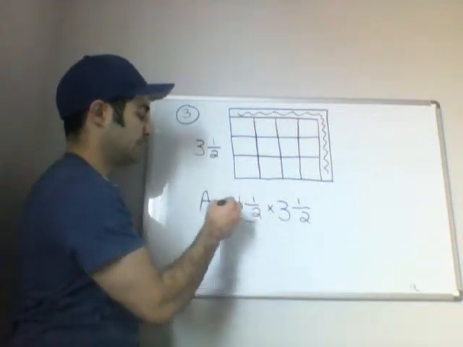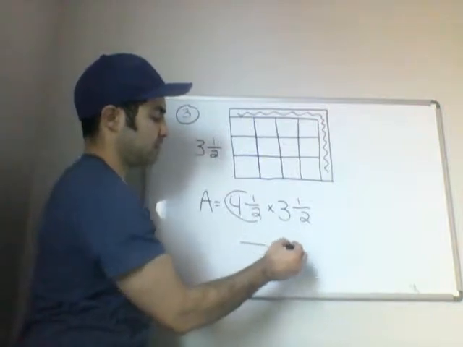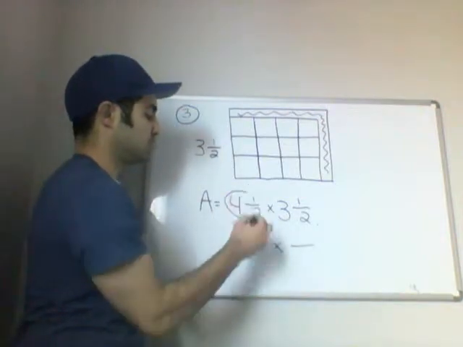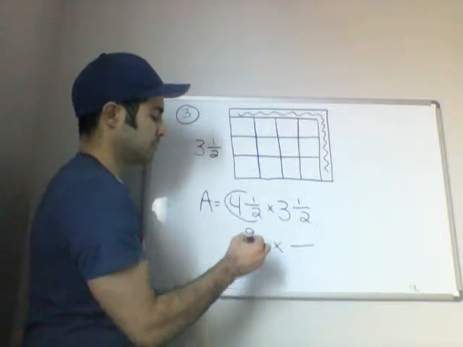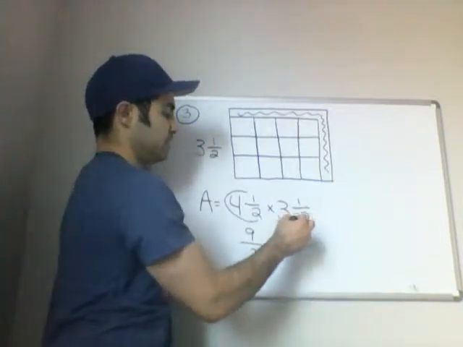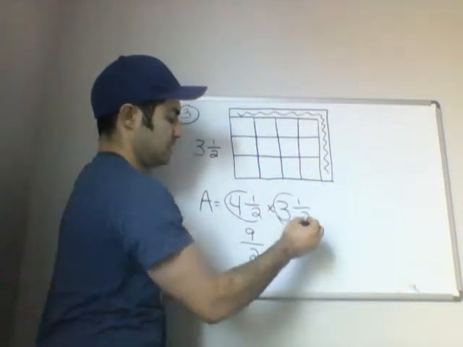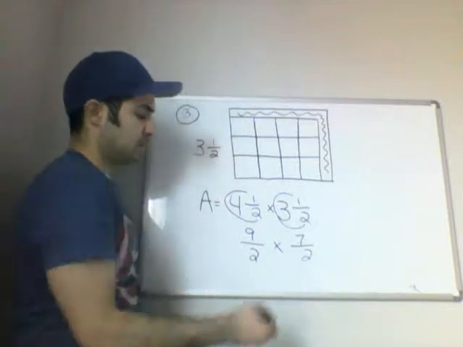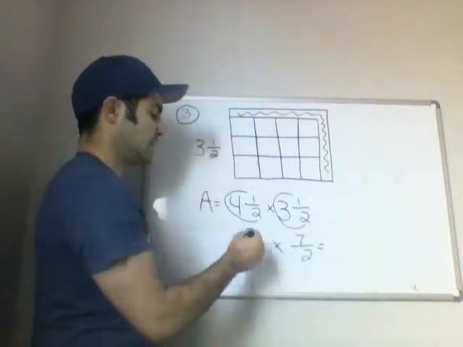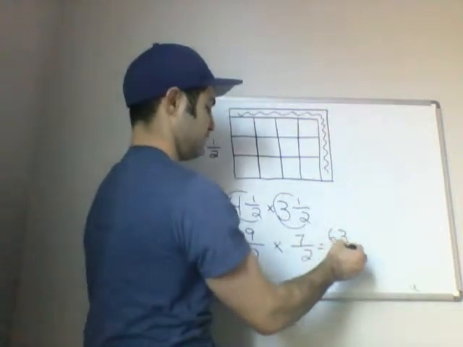2 times 4, backward C, 2 times 4 is 8. We're writing a mixed number here. 2 times 4 is 8, plus 1 is 9. Then you bring the 2 straight down. The denominator goes there. Then I'm going to do backward C for this one. 2 times 3 is 6, plus 1 is 7. Bring that 2 straight down. And then you simply multiply across. 9 times 7 is 63. 2 times 2 is 4.